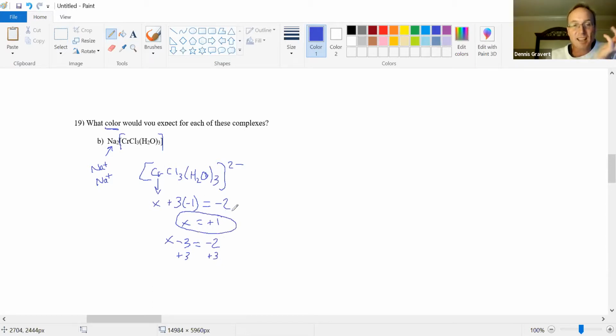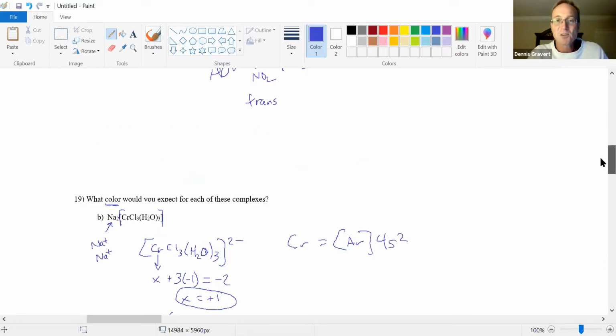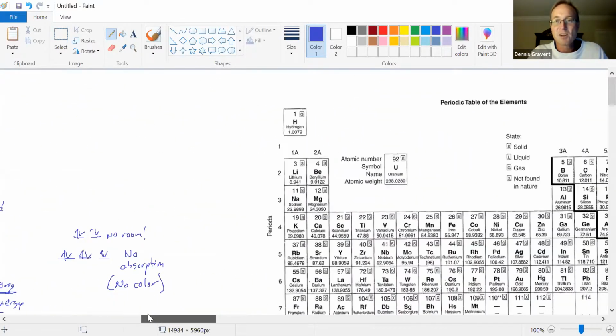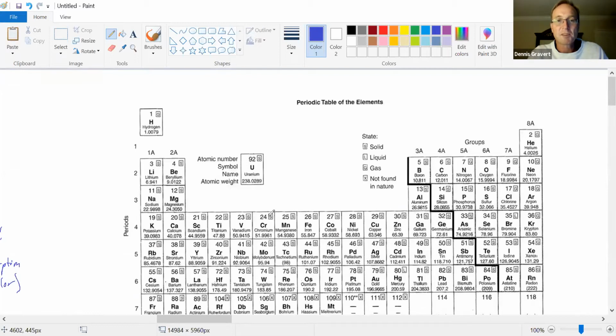Okay, so chromium is a +1. It loses 1 electron from where it normally starts. So where does it start? Well, go to the periodic table. That's how all the first row of transition metals begins. Chromium, where are you? Chromium, you're element 24.